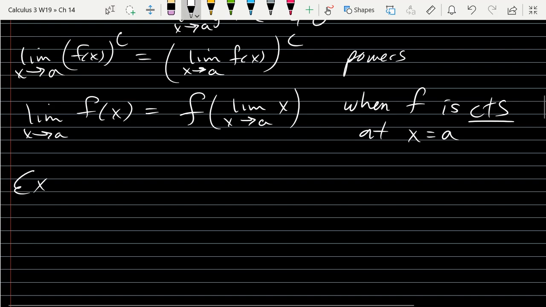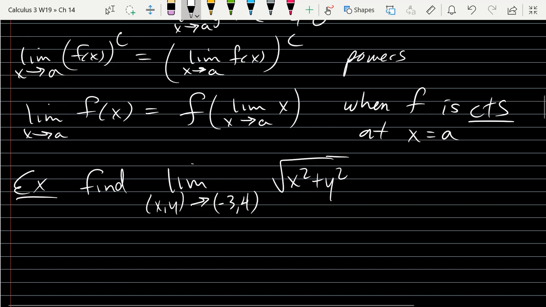So let's do some examples. This first limit will have x, y approaching negative 3, 4, and our function will be the square root of x squared plus y squared. These example problems are intentionally super easy. So these limits should be pretty, especially this first one, very easy to compute. All right, so go ahead and find this limit right here. The first rule you can use is the power rule, so you can push the limit through the square root. Then you can use the sum rule and the other two power rules. You can also just apply it all at one time.